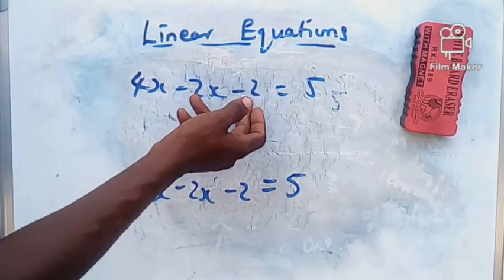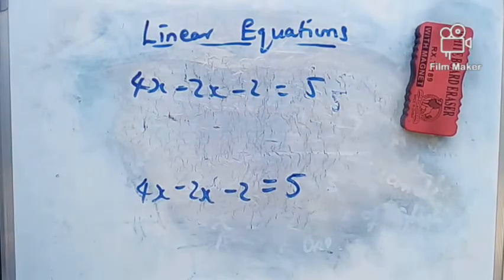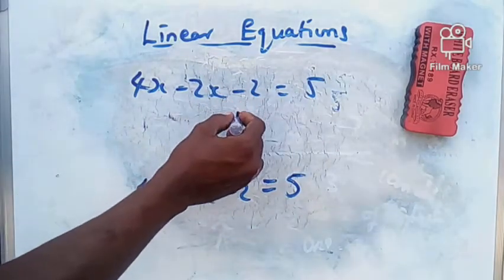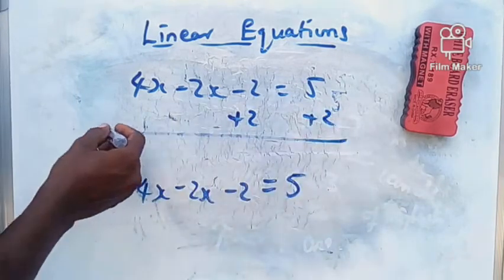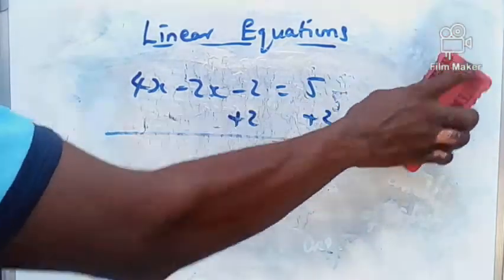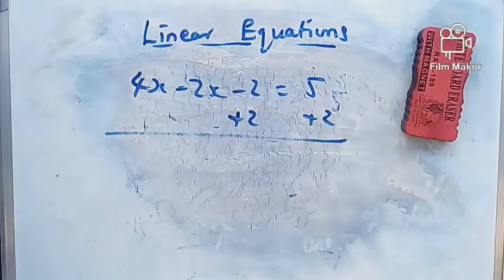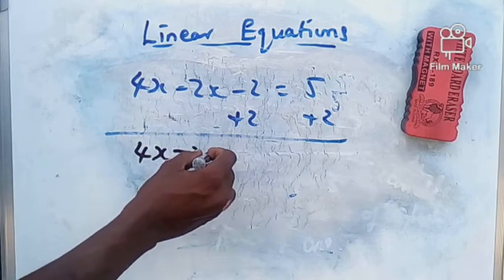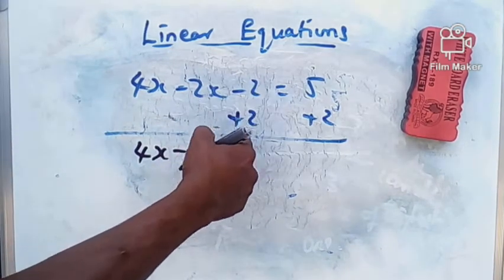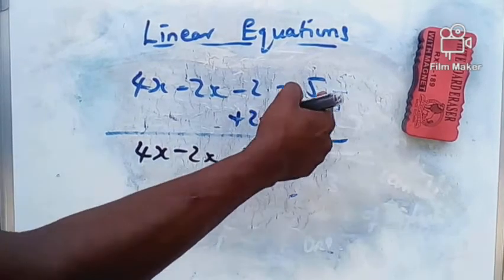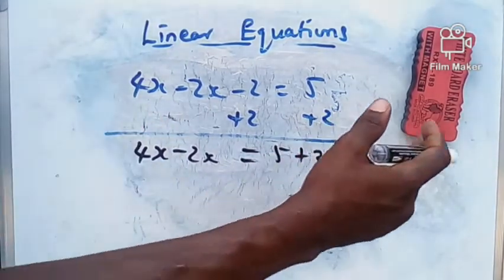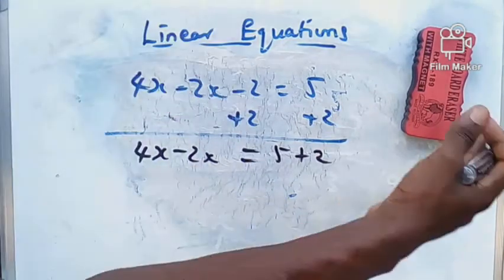What's the next thing? I need to remove the constant minus 2 and take it to the other side. To do that, I will add 2 to this side and add 2 to the other side. So plus 2 here, plus 2 there. We evaluate. We now have 4x minus 2x here. Minus 2 plus 2 is 0. Bring down our equality sign. 5 plus what? 2. So we've succeeded in separating both. We have collected the x's on one side and the constants on the other side.